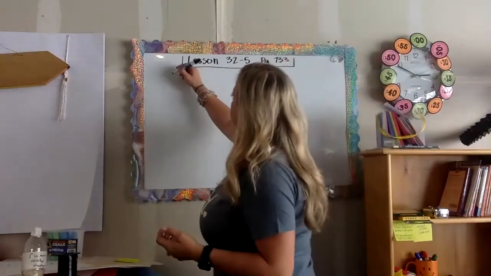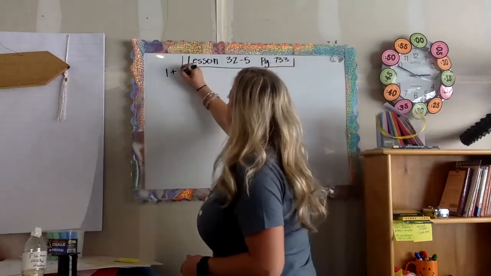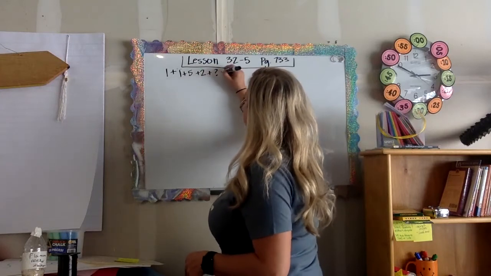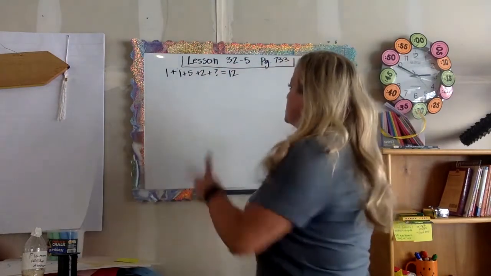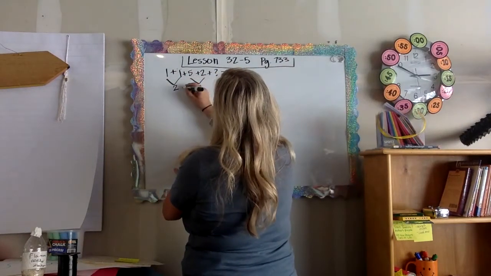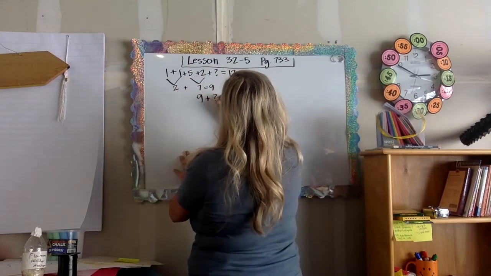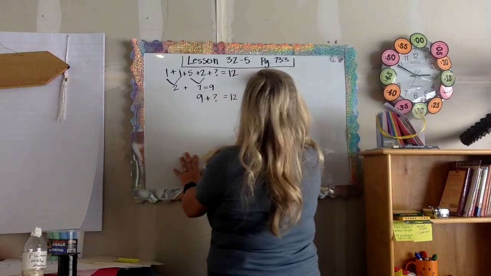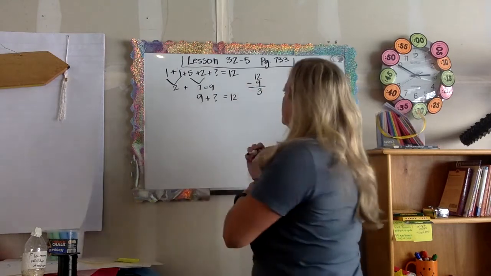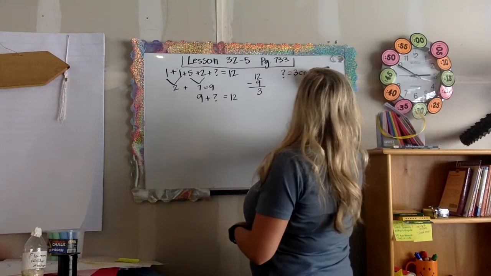So one of the sides is 1 centimeter plus 1 centimeter plus 5 centimeters plus 2 centimeters plus, I don't know, equals 12. So I'm going to add up: 1 plus 1 is 2, 5 plus 2 is 7, 2 plus 7 is 9. So 9 plus, I don't know, gets me to 12. I can flip it and say 12 minus 9 is 3. So now I know that the missing side is 3 centimeters long.